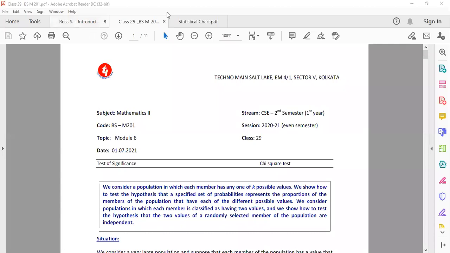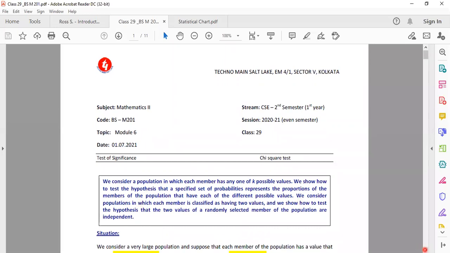To begin with, as you can see, I'm preparing the note and modifying the earlier prepared note on the chi-square test. I am introducing various other points over there. In the beginning of this note, I have mentioned the basic objective of chi-square. Let me read it. In this particular type of problem, we consider a population in which each member has any one of k possible values, and we show how to test the hypothesis that a specified set of probabilities represents the proportions of the members of the population that have each of the different possible values. This is the basic objective of the chi-square test.